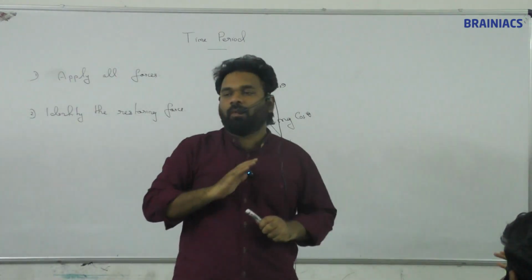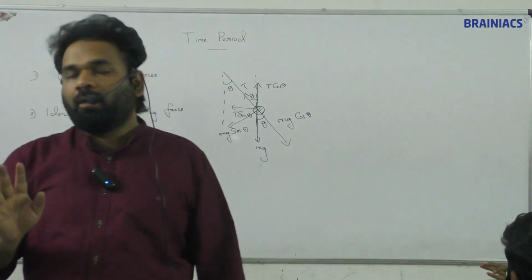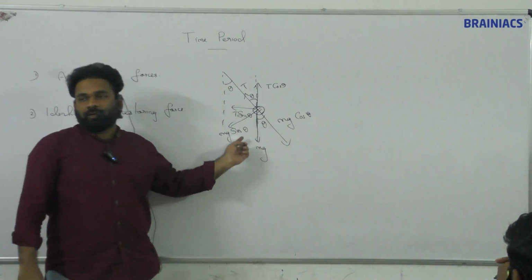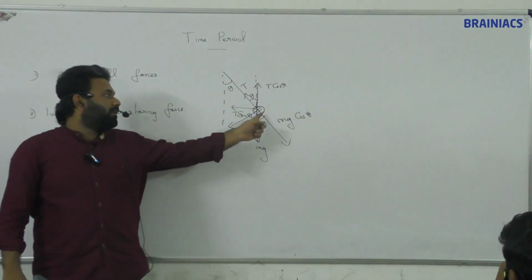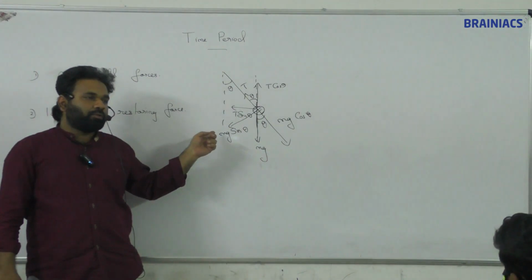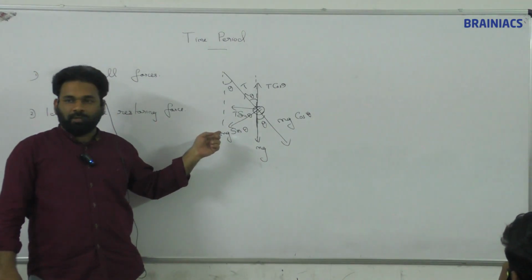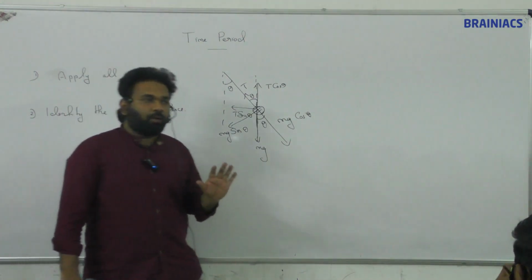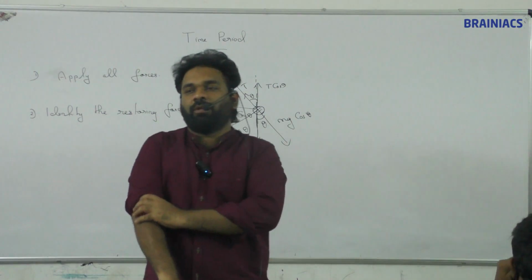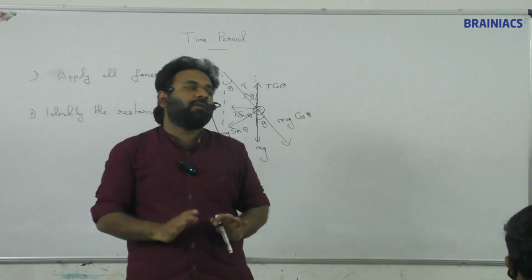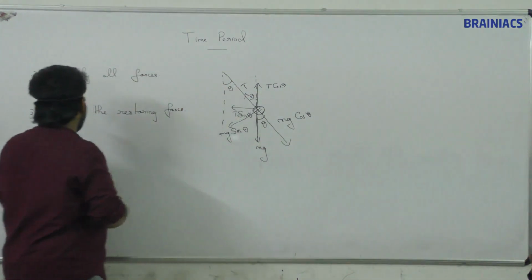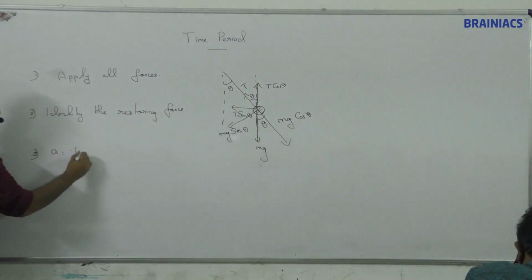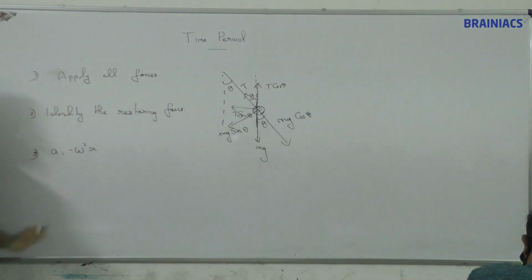Now in this I have marked all the forces. But this Mg sin theta is what is responsible for bringing this bob back to the mean position. So I will be interested only in Mg sin theta. So apply all the forces, then after that we should be in a position to identify which is the restoring force. After that we know acceleration is equal to minus omega square x.